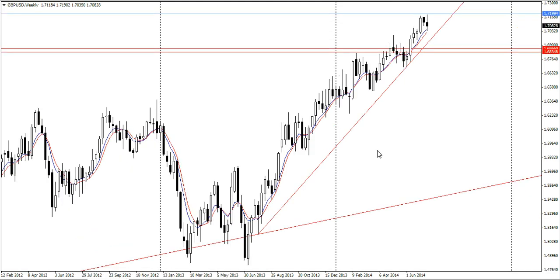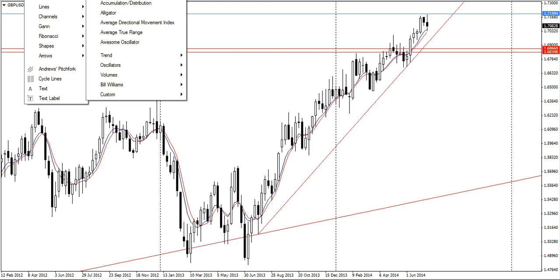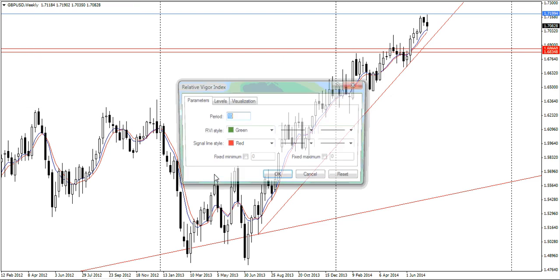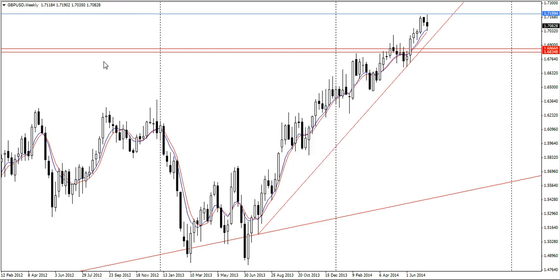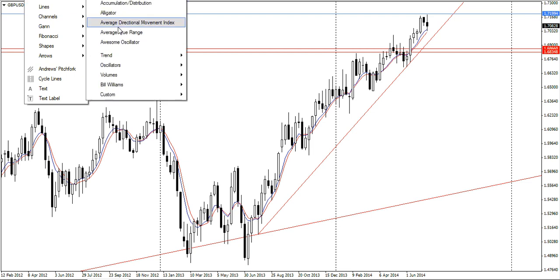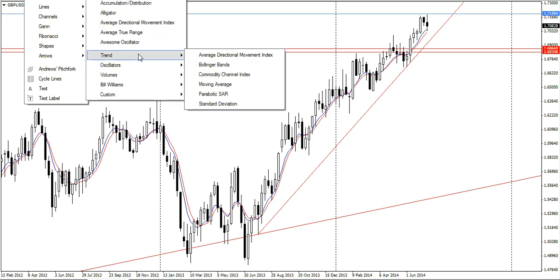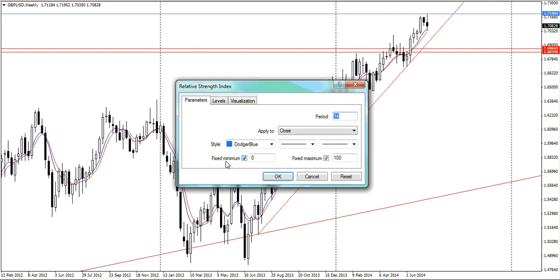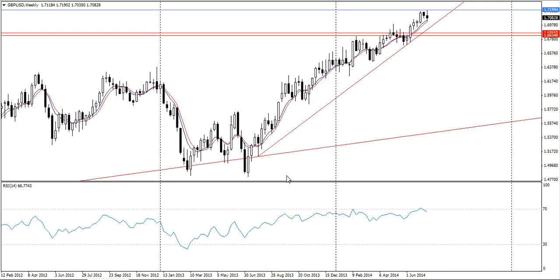Looking at the pound and its really strong movement, let's put in an RSI. Oops, wrong one. Sorry about that. Gotta move a little bit quicker. Where are you? Relative Strength Index. There we go. That's sufficient.